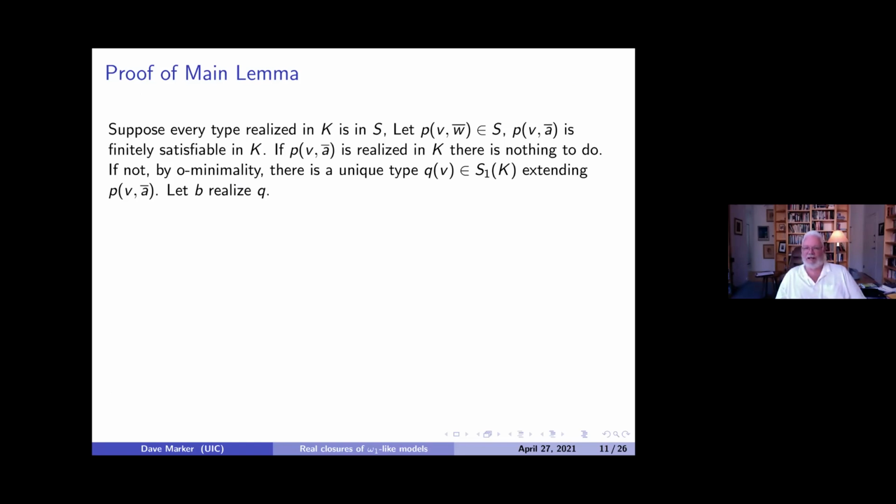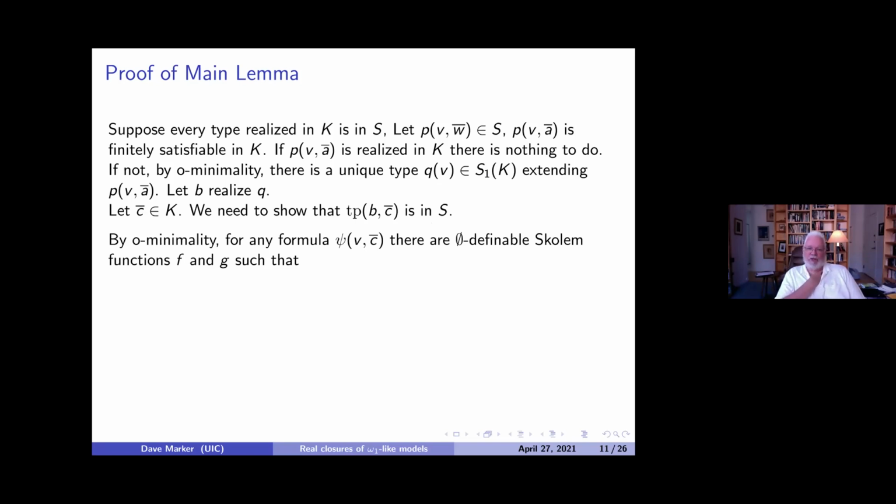So again, here's the standard setting. I've got a real closed field K. Every type realized is in S. I've got some type P in S that's consistent and I want to realize it. One possibility is I've already realized that type in K, in which case there's nothing to do. If not, what does the type do? A one-type over a real closed field gives me a cut in the real closed field. If I look at an extension and that type isn't realized, that means there's nothing in this cut in the new extension. So this cut extends uniquely to a cut over the bigger real closed field. So there's a unique type over K that extends P, and I'm just going to take any realization of that and claim that works.